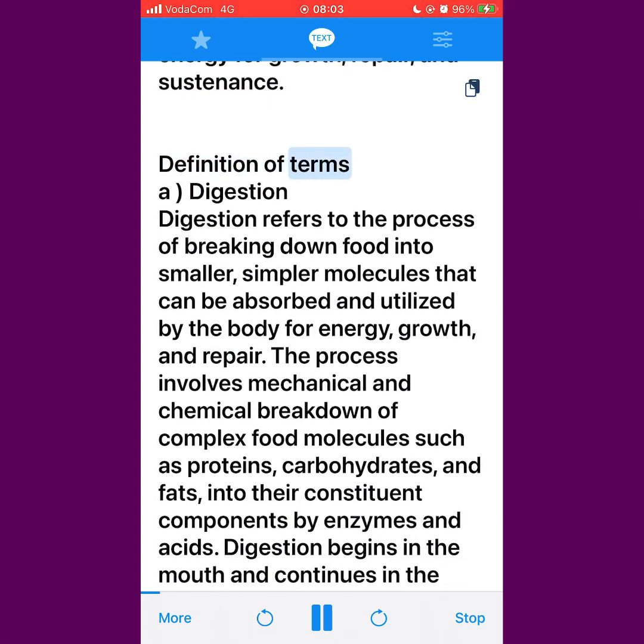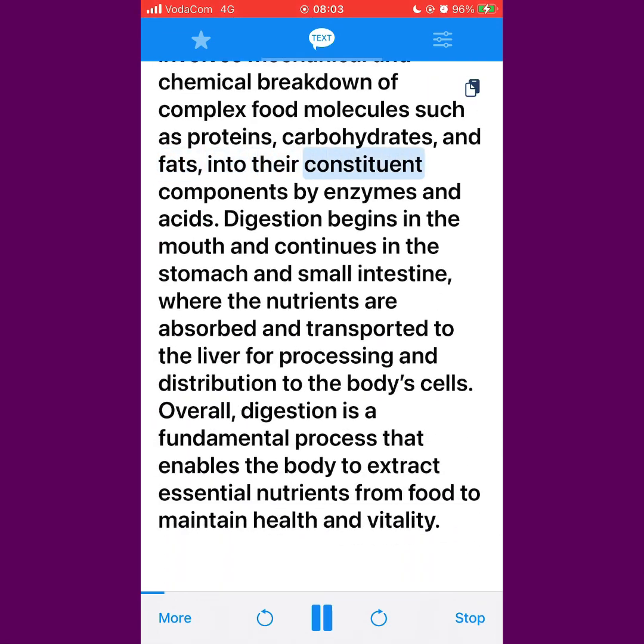Definition of terms. Digestion. Digestion refers to the process of breaking down food into smaller, simpler molecules that can be absorbed and utilized by the body for energy, growth, and repair. The process involves mechanical and chemical breakdown of complex food molecules such as proteins, carbohydrates, and fats, into their constituent components by enzymes and acids.